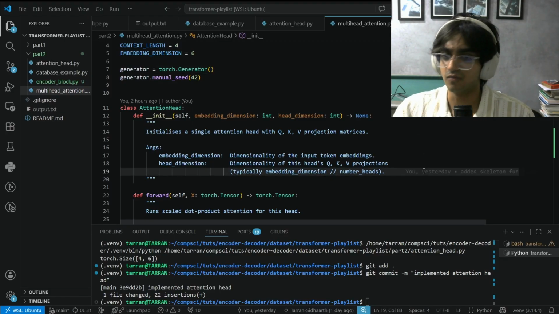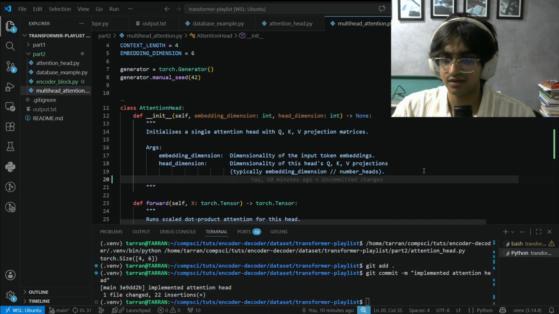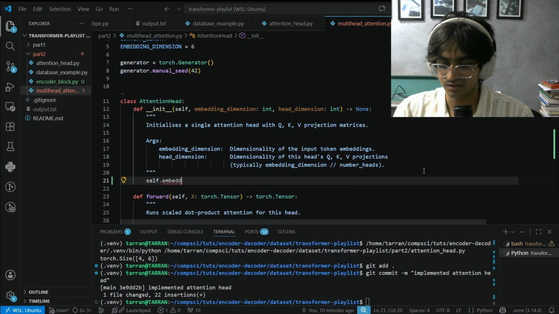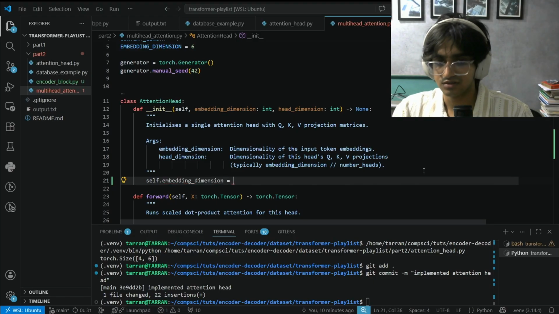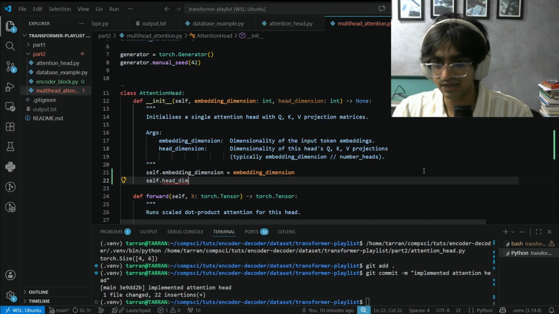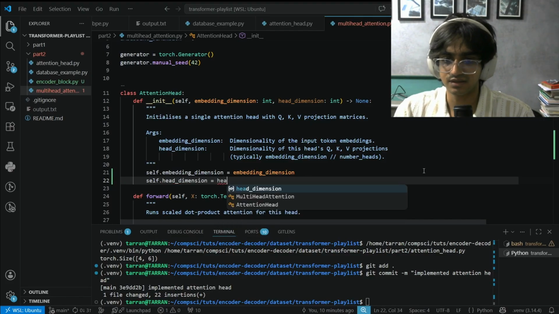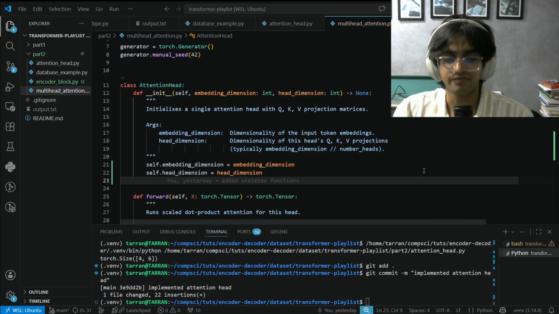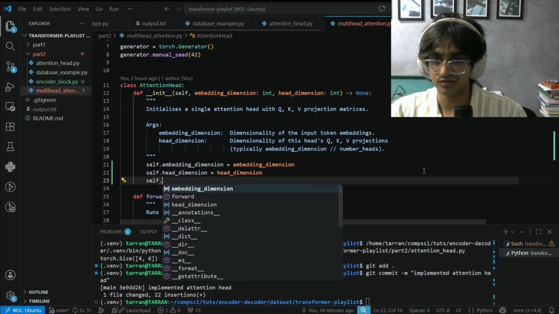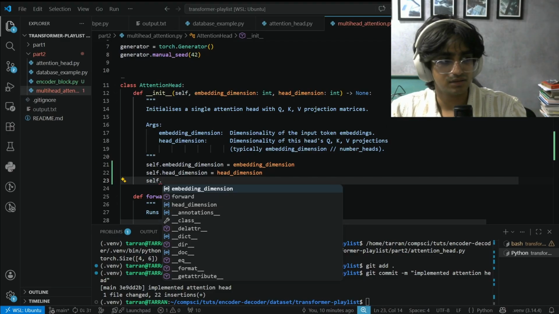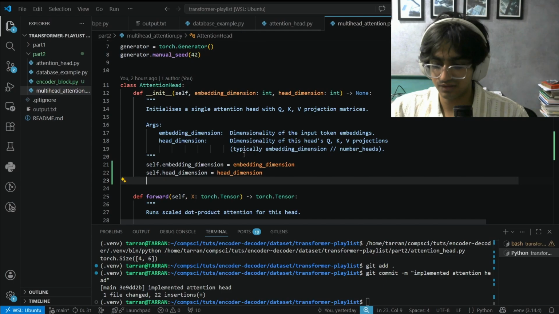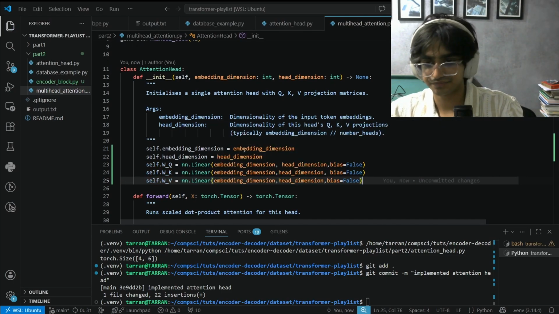For our init method, what do we need? What does each attention head need? Each attention head needs to know what the embedding dimension is. So we're going to do that. And we're going to need to know the head dimension. What else do we need? We need our WQ, WV, and WK. So I'm just going to copy paste this code. It's going to be the same thing, but I've got it written out. There we go.